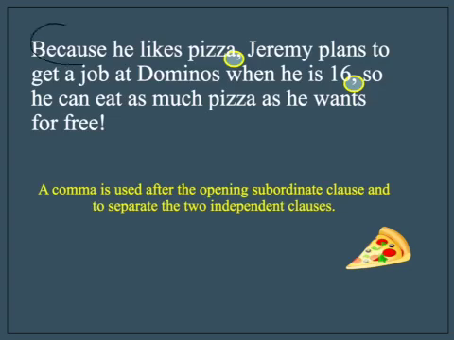Here is our subordinate conjunction. Because it comes at the beginning, it has to have a comma after it. Then you've got your 2 independent clauses. Jeremy plans to get a job at Domino's when he is 16. He can eat as much free pizza as he wants. Connected with our fanboys conjunction.